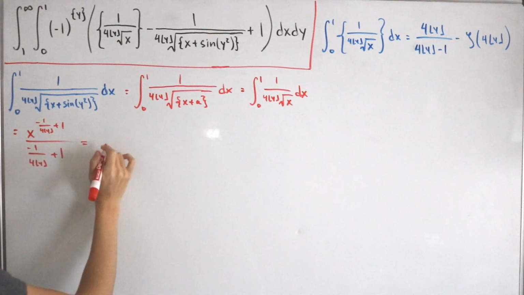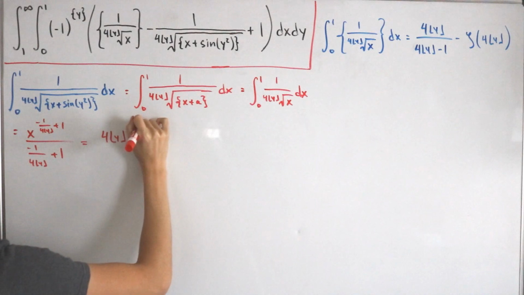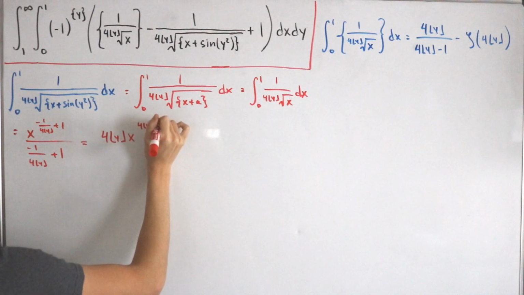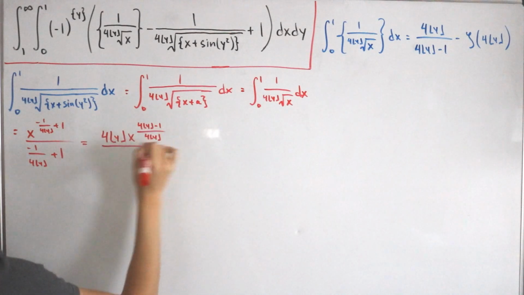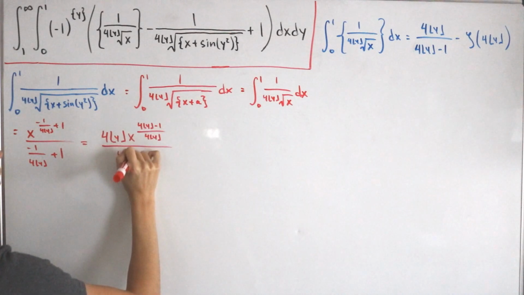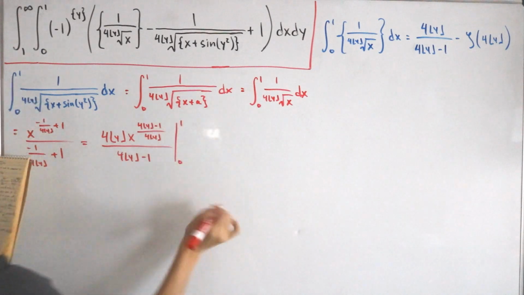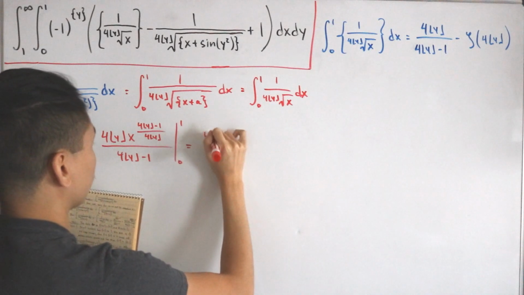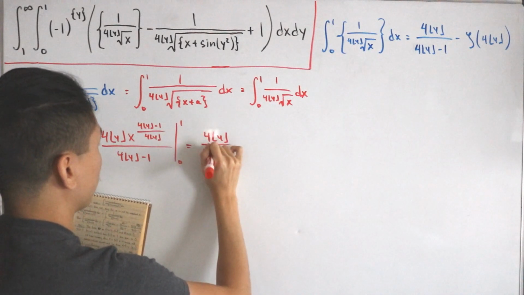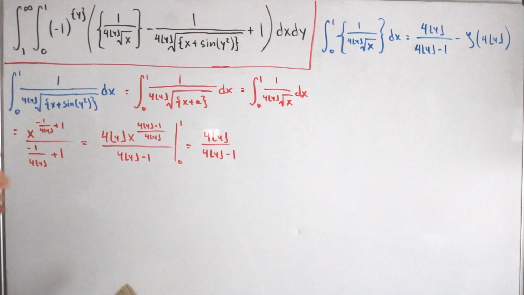So in other words, you simplify everything out, so we have x to the power 4y minus 1, all divided by 4y minus 1. Evaluate this from 0 to 1. Of course, if you put in 0, you're just going to get 0. If I plug in 1, all that's left is 4y divided by 4y minus 1. That actually gets everything back together, so that's cool.